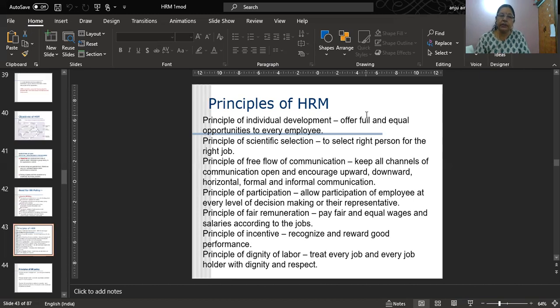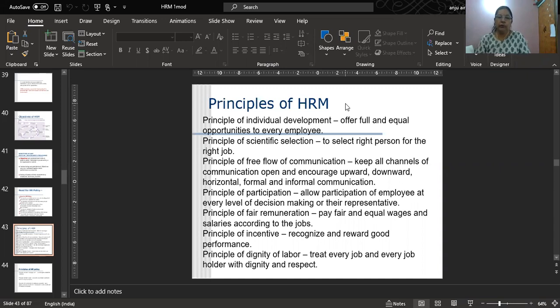Principle of incentive means you reward and recognize the good performers. Those who are performing well, you should recognize them publicly in front of other people. So other people in the office will also be motivated. You should reward them well. That is the principle of incentive. Then the principle of dignity of labor is that you should treat all your employees with dignity and respect.